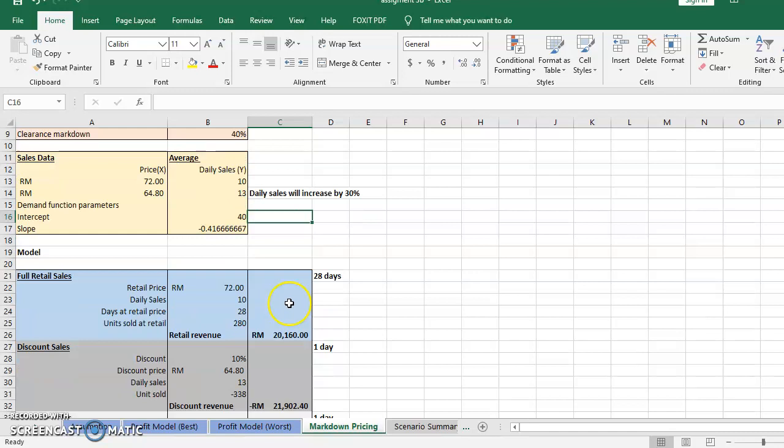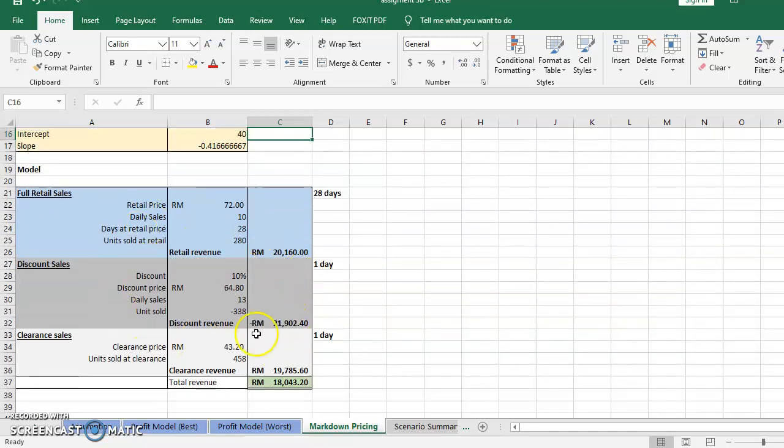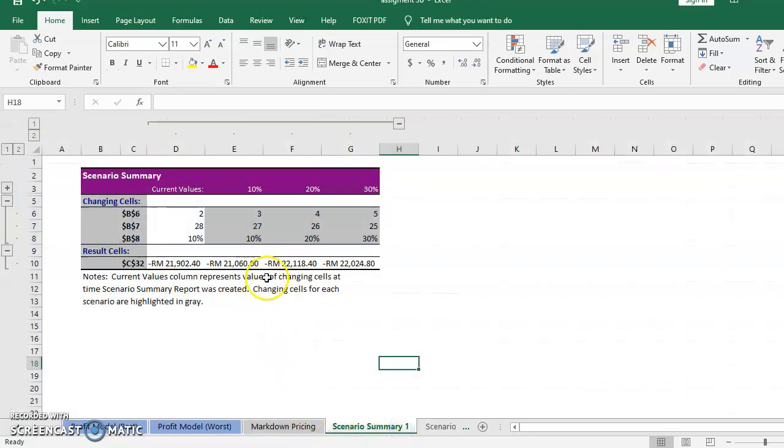In my model, as you can see, only discount sales get a negative amount. Therefore, my decision is to put down the discount sales. This is because I have proof in scenario 1. In this scenario, I have increased the sales.